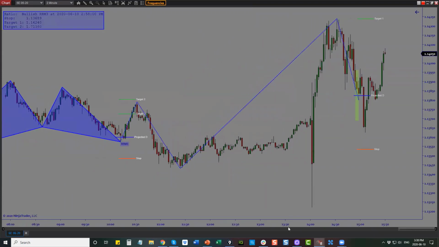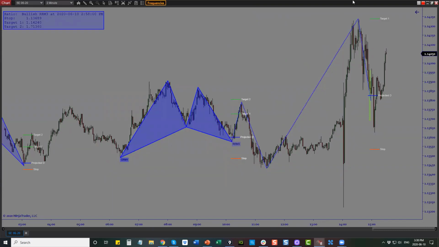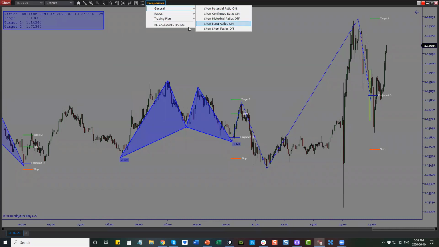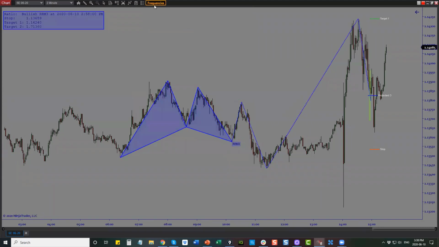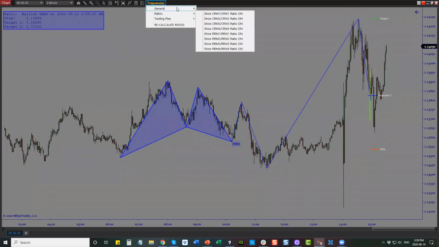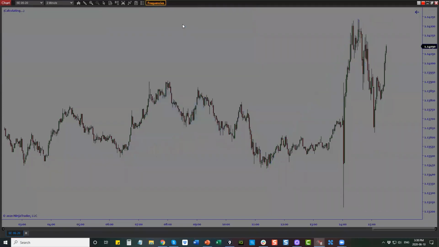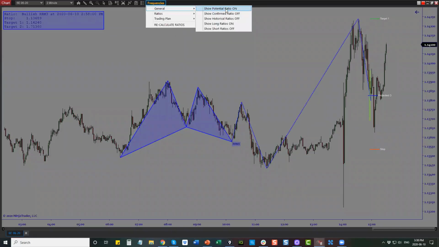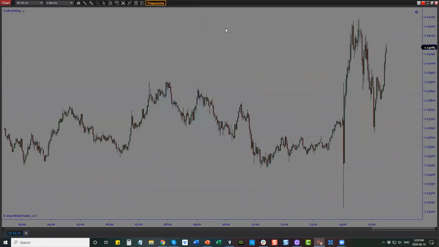So let's talk about this. It's a really, really big trade. So what does this mean? The ratio started here. You can see the label. If you want to turn on the past trades, the historicals, let's just turn historicals off for a second. Confirmed historical. Perfect. Okay, excellent. So you can turn them on.